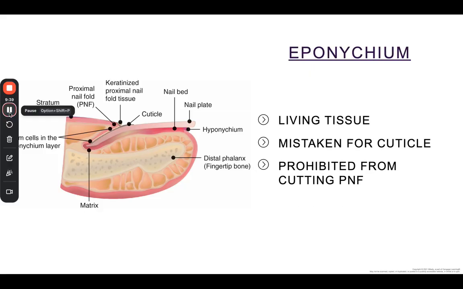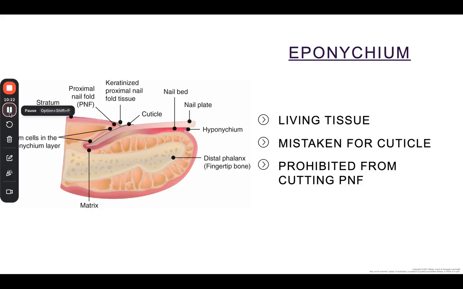The eponychium is the living skin underneath the proximal nail fold at the base of the nail plate covering the matrix area. The eponychium is often mistaken as the cuticle. Do not make that mistake because the eponychium is living skin. They are not the same. The cuticle is the dead tissue adhered to the nail plate. The eponychium is the underside of the proximal nail fold and is the living tissue that makes the cuticle.